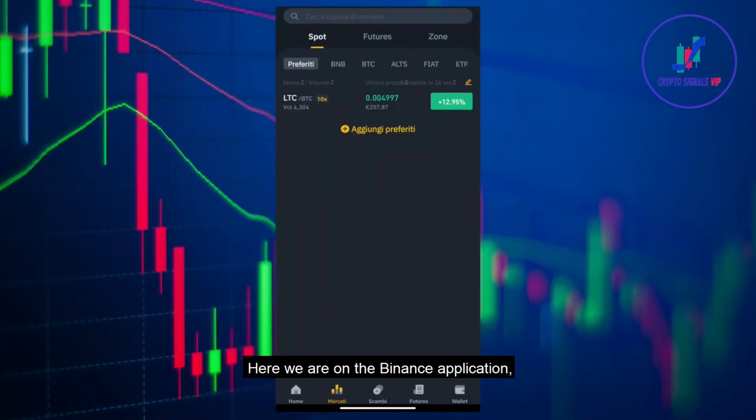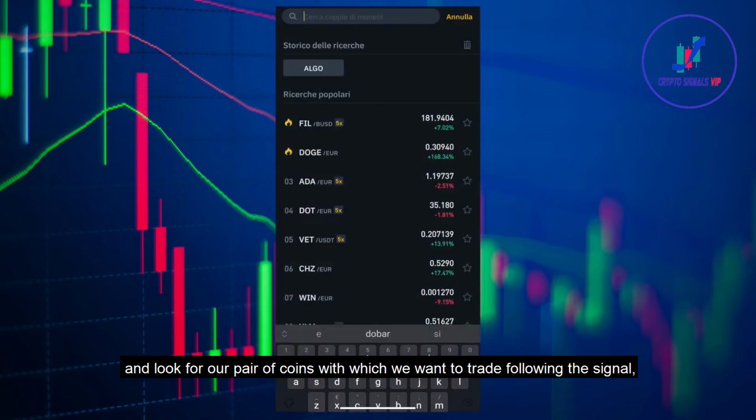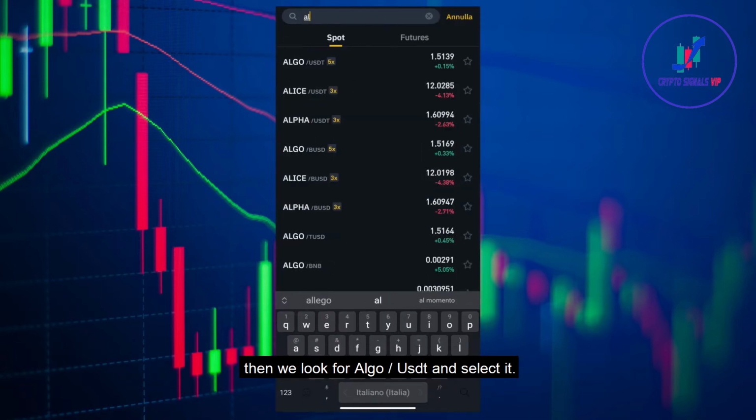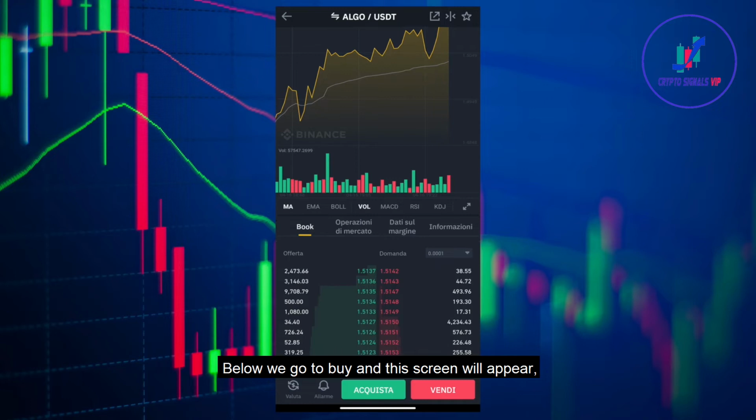Here we are on the Binance application. We will go to the spot markets and look for the pair of coins with which we want to trade following the signal. Then we look for Algo USDT and select it. Below we go to buy and this screen will appear.